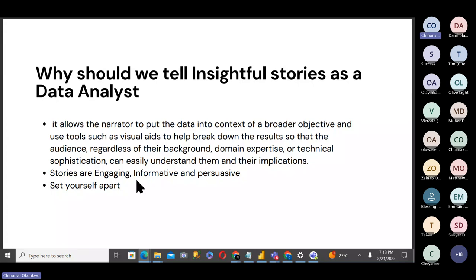Now, why should we also tell insightful stories as a data analyst? Because stories are engaging. Stories are informative and persuasive. Let's talk about this now.